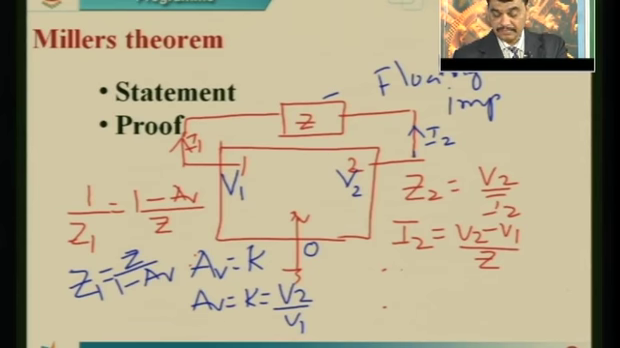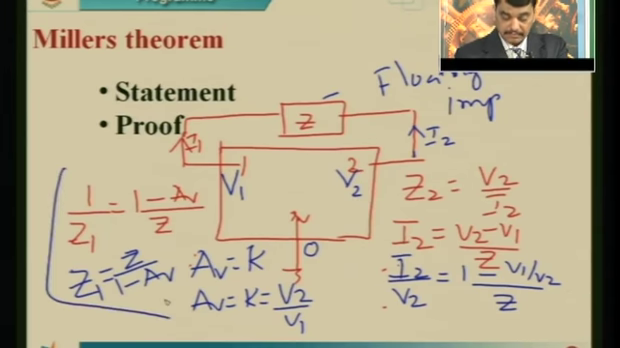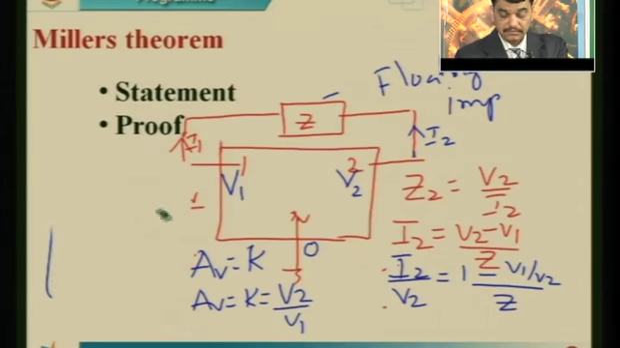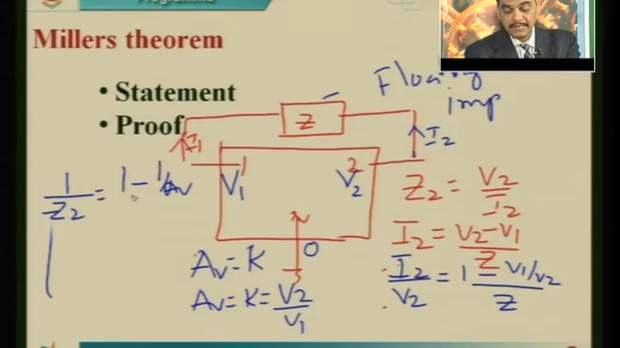For this expression, dividing both sides by V2, I2 by V2 is equal to (1 minus V1 by V2) divided by Z. Then I2 by V2 is nothing but 1 by Z2, which is equal to (1 minus 1 by AV) divided by Z, because we know that AV is equal to V2 by V1, where Z is the impedance.